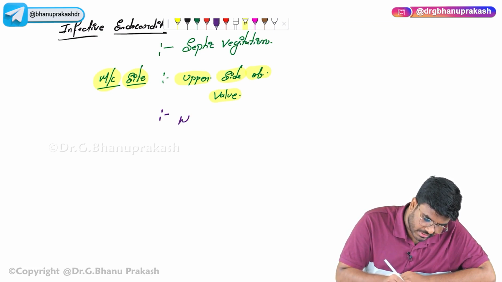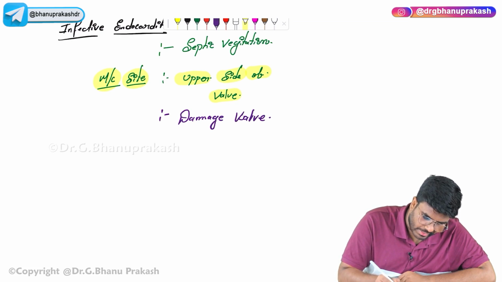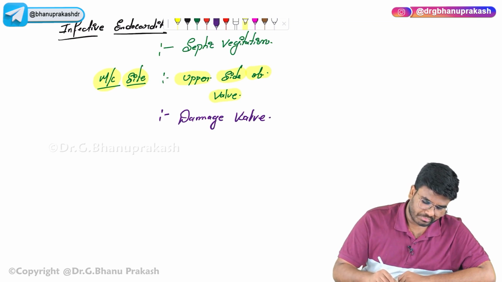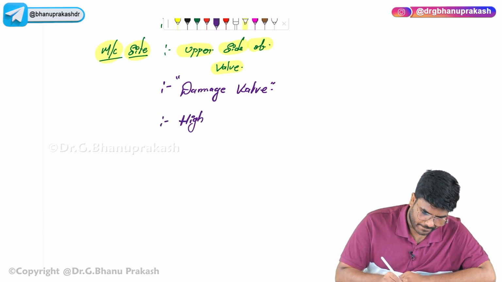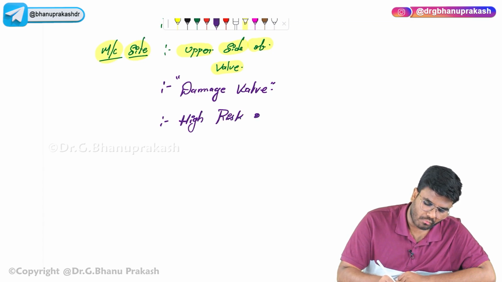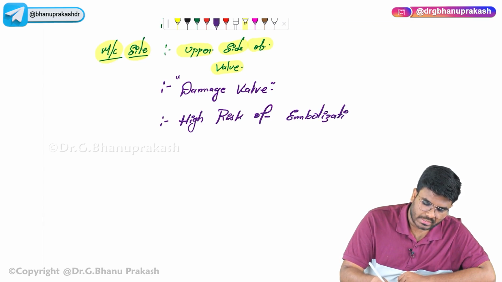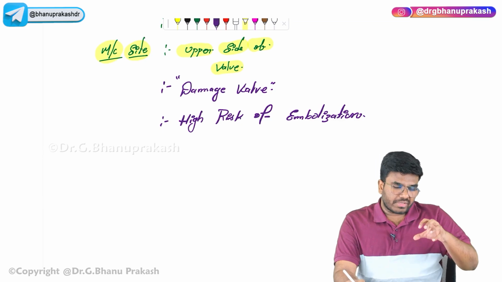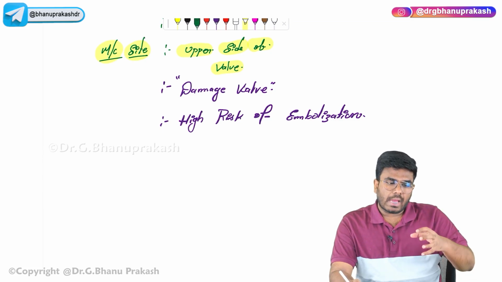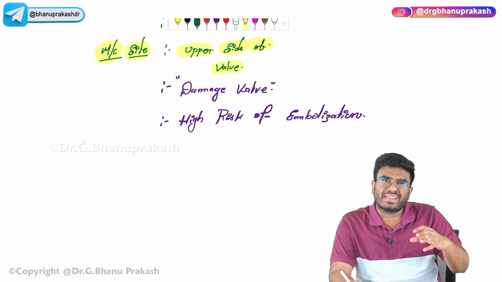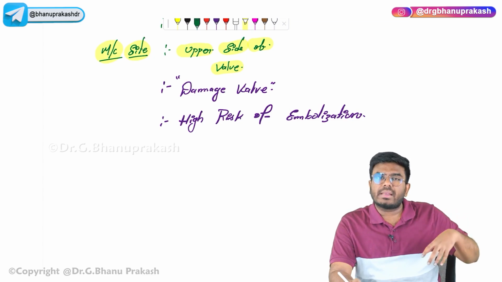Next, these vegetations will destroy and damage the valve. They will damage the valve functioning, and they can lead to regurgitation and murmur. There is a high risk of embolization. Why? Because these vegetations are destructive. They will cause damage to the wall, and they are not firm. They are very much friable. They will detach from there and go to different parts of the body.